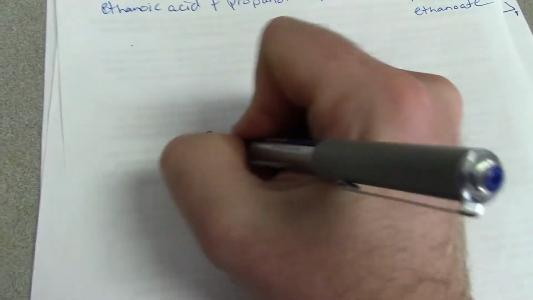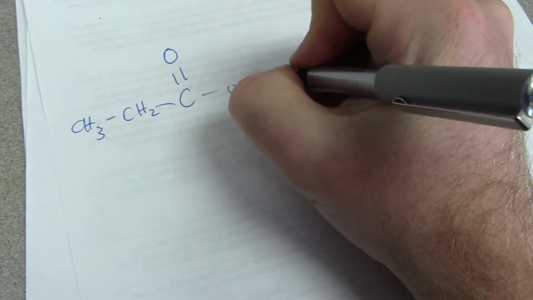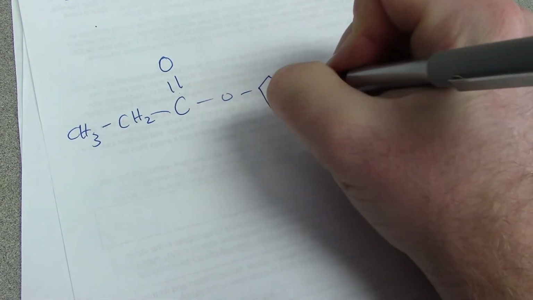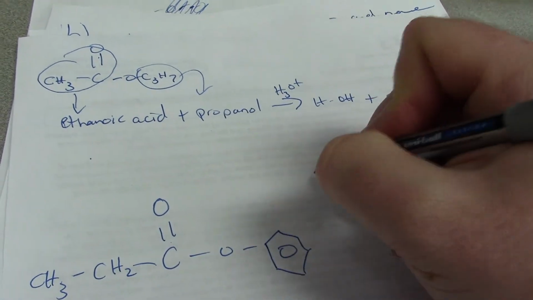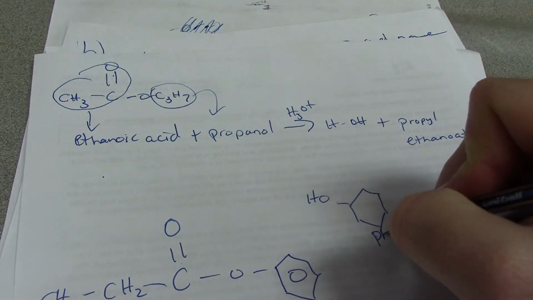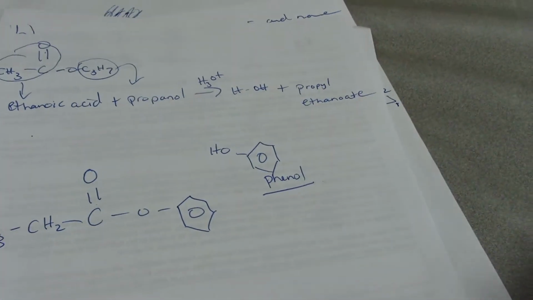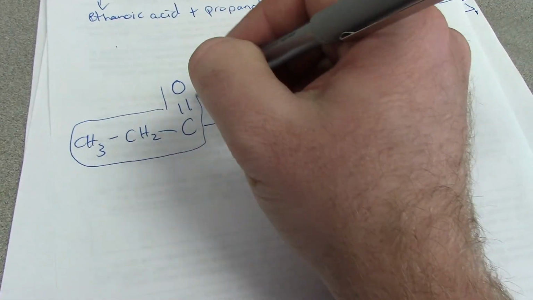Let's look at the last one here. Okay, so this is a benzene, and remember, benzene that starts as an alcohol is called phenol, right? So that's called phenol. Talked about that in the alcohol lecture yesterday.